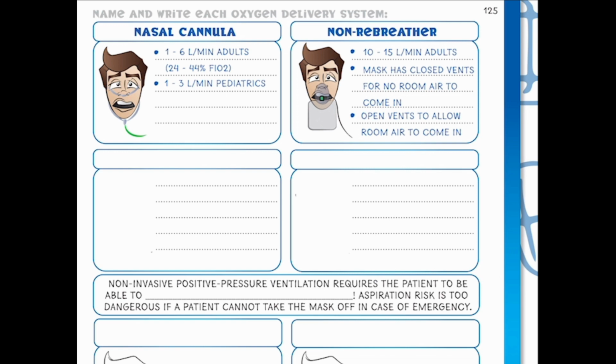This non-rebreather mask is super ideal for patients that have maybe carbon monoxide poisoning, or that just over a short period of time need a big blast of oxygen to pull them up out of the moment. This mask has the ability to open the vents so we can always allow that room air to come in. For our pediatric patients, we can also give them 5 to 15 milliliters of this non-rebreather also.